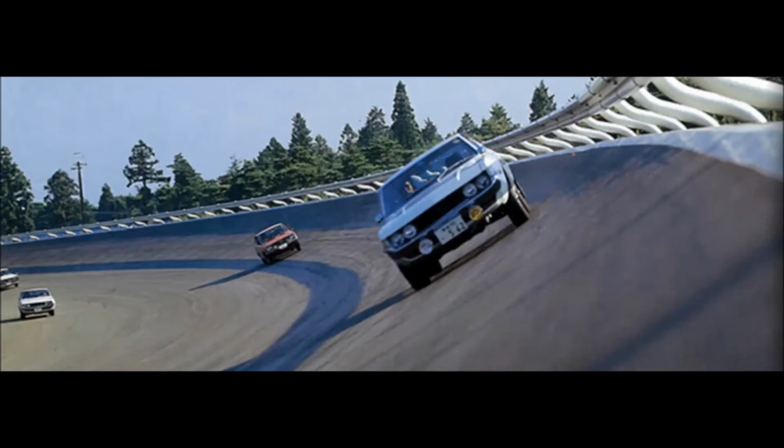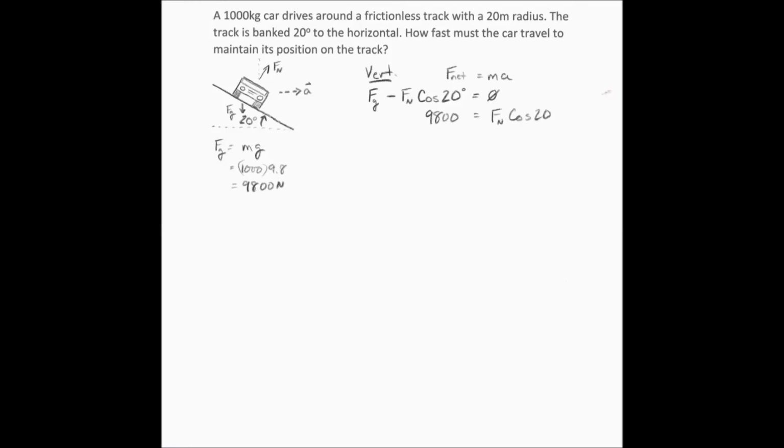Okay, now the A that I put on the diagram, that is not a force. That is just indicating the direction of the acceleration. The only forces we have are gravity and normal force. That's it. There's no friction in this question. There's no cables or ropes attached to it. So now that we've got our F net equals ma, we can say 9800 is our gravity force, equals Fn cos 20, and solve for our normal force, which is 10,429. Our normal force is actually bigger than the gravity force because it's traveling around that sloped curve.